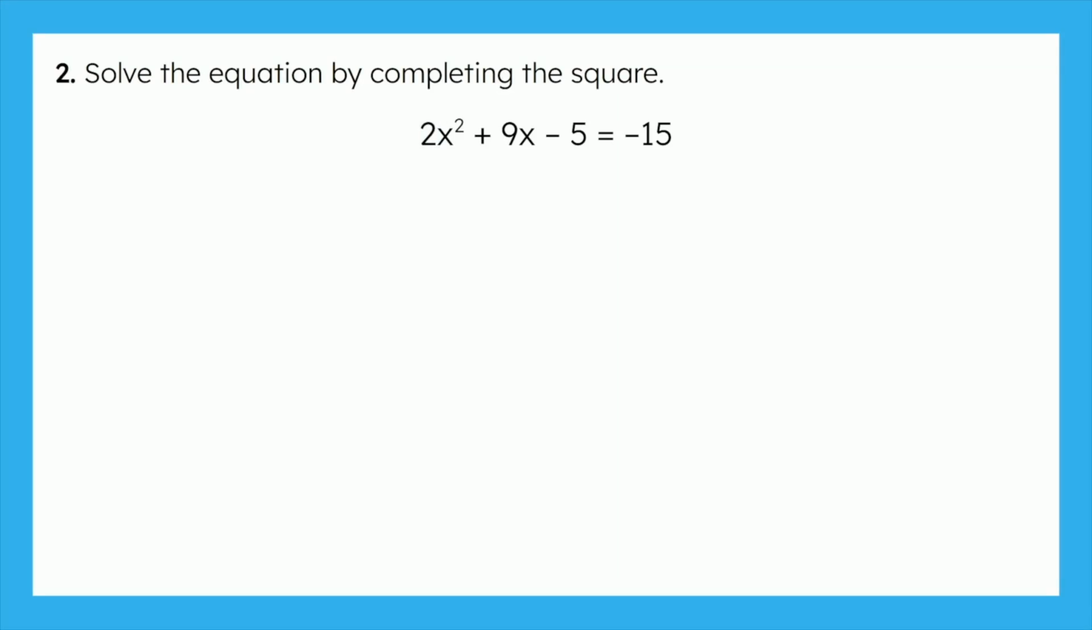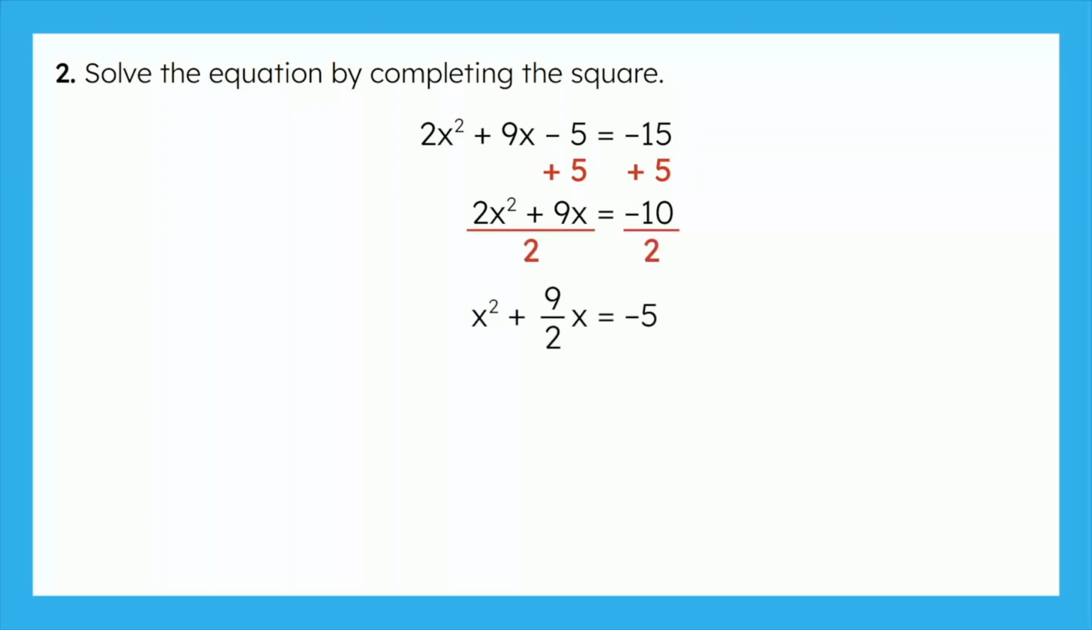We can't complete the square with a constant on the left side, so we'll start by moving the -5 to the right side using addition. That gives us 2x squared plus 9x equals -10. Next, we need the x squared term to be a perfect square itself. How can we make that happen? We can divide by 2. That'll give us x squared plus 9/2 x equals -5. X squared is a perfect square, so we're all set to solve by completing the square.